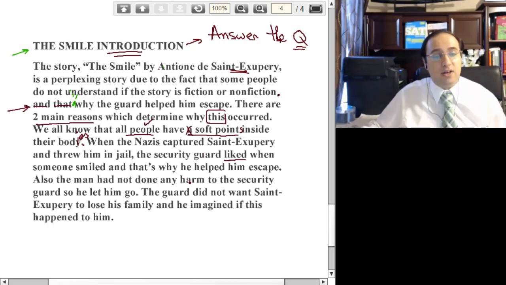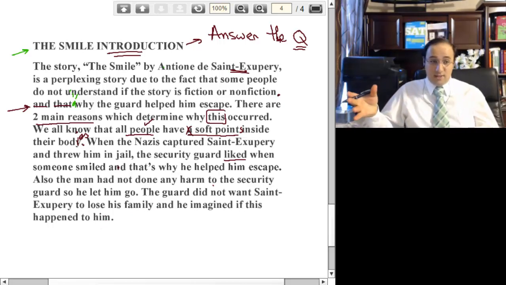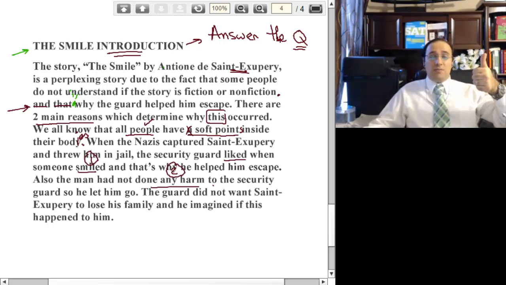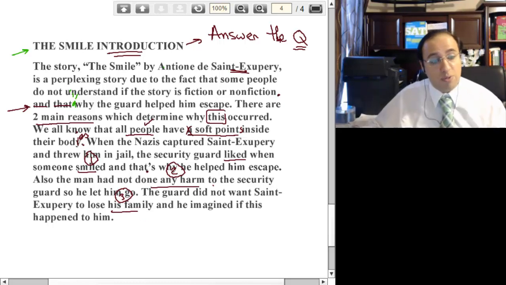Also, the man had not done any harm to the security guard, so he let him go. The guard did not want Saint-Exupéry to lose his family, and he imagined if this happened to him. Okay, the two reasons are not really clear. I can see three sentences, so perhaps I can understand that there are three reasons. Something like that he liked when someone smiled at him is a reason, okay? There was no harm done to him, so he didn't have any reason not to help him. That's number two. The guard did not want Saint-Exupéry to lose his family, so he felt sorry for him when he talked about the family. I can see that this is a third reason. So three reasons, but here you wrote two main reasons.